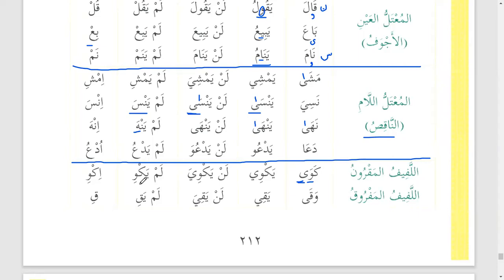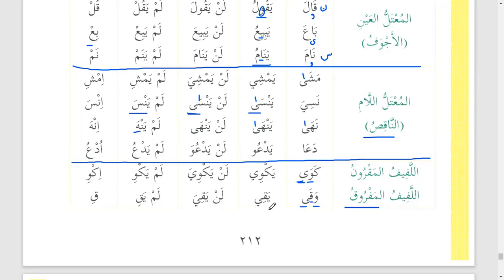Lam yakwi, he didn't iron. And ikwi, you iron. And then we have al-mafruq from farq. That means to separate two things. So now we can see here that waw and ya are separated. Fa and lam kalima are separated. So the first and the third root letter are separated, and there is something in between them. That's why we call them lafif mafruq.